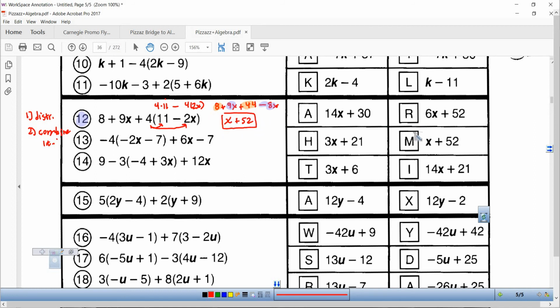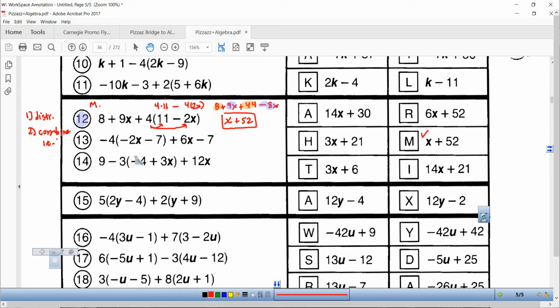And the great thing about these matching problems is you can know if you got it right, because if you look at your answer and it's one of these over here, you could be pretty darn confident that that is the correct answer. So if I were doing this worksheet for number 12, I would choose the letter M, and that's the answer that I would put in.